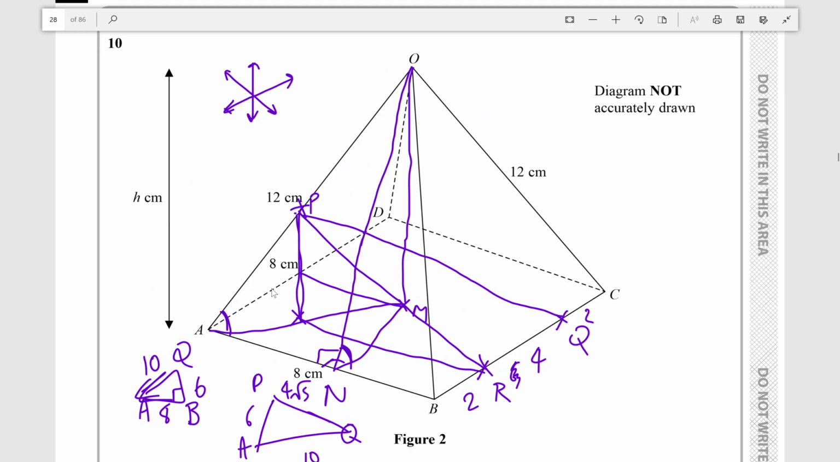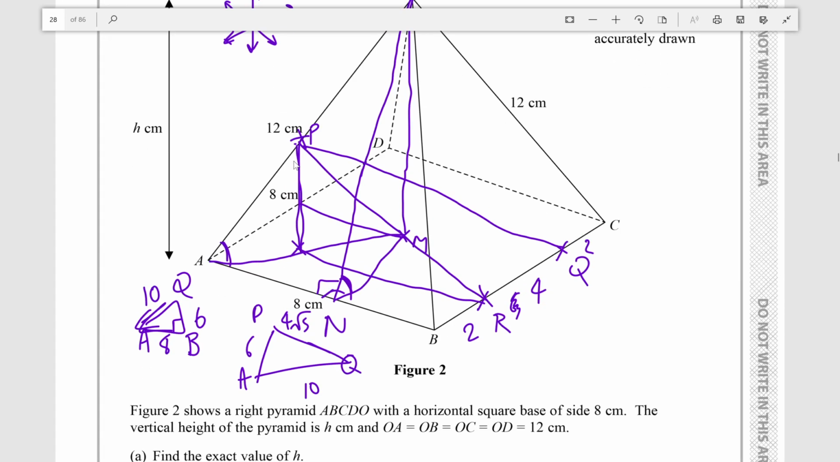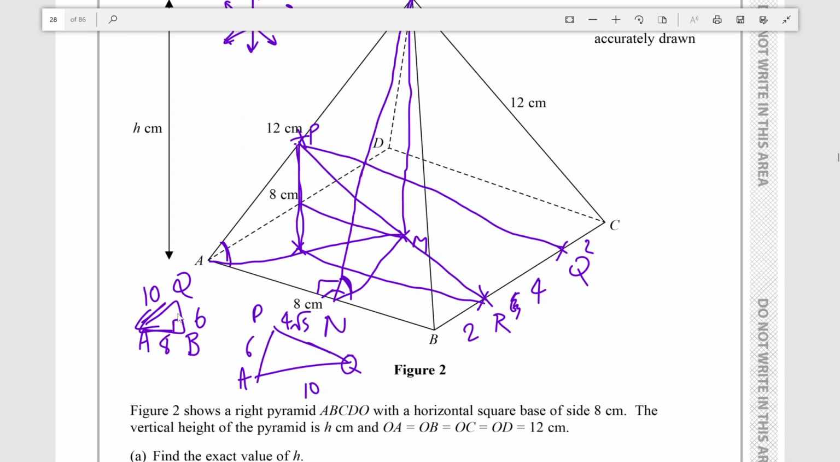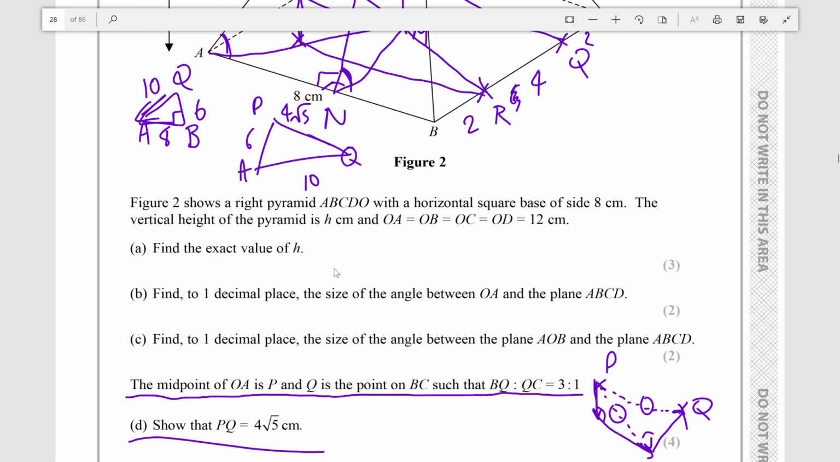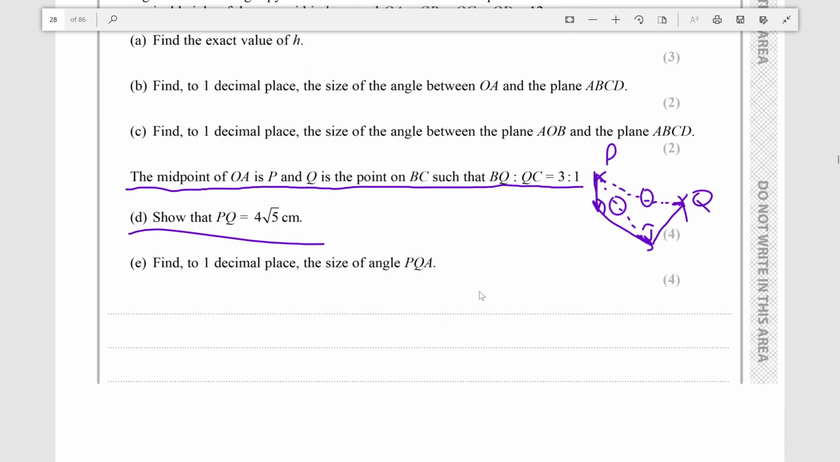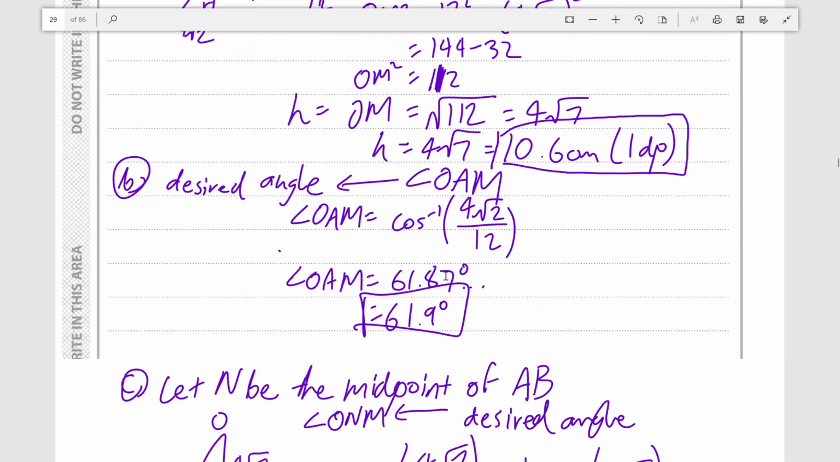And we figured out the distance AQ, and then since we know PQ, QA, and AP, since AP is just half of OA, which is 12/2, which is 6 centimeters, we can use the cosine rule to determine the angle Q from the fact that we have knowledge of the lengths of all three sides of this triangle.